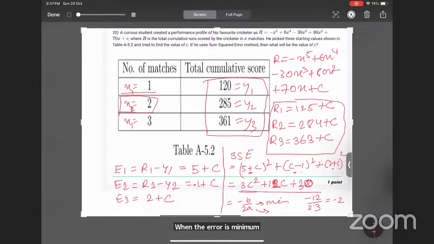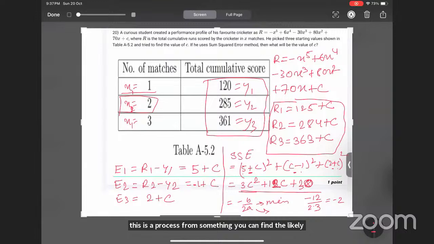Yes, ma'am. If in the question they have asked you to calculate the best fitted curve or best approximation, then you have to minimize the error. In that case, you have to find the minimum SSE. This is the process from which you can find the least error.